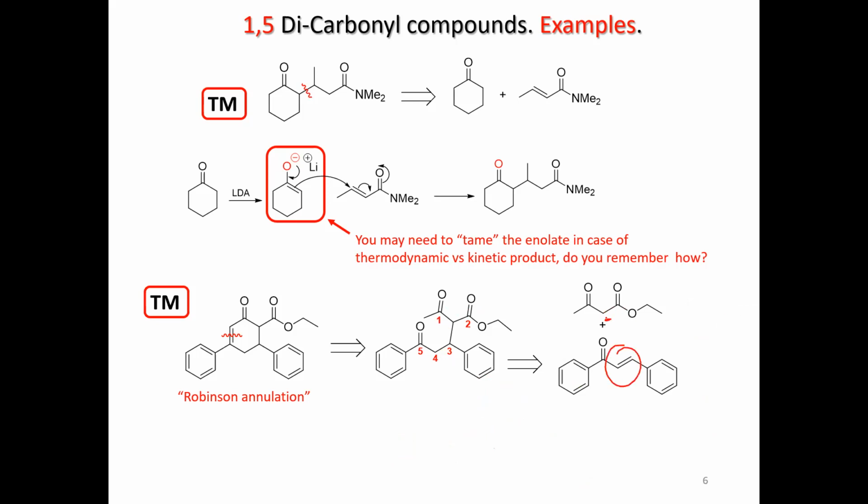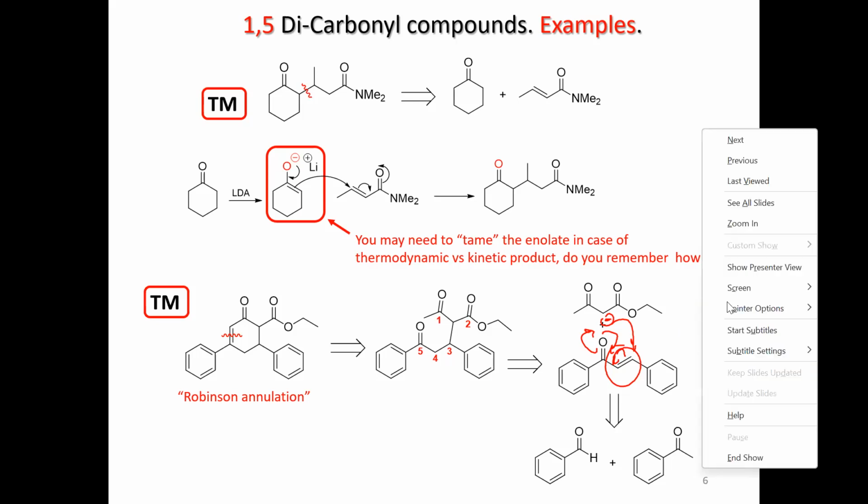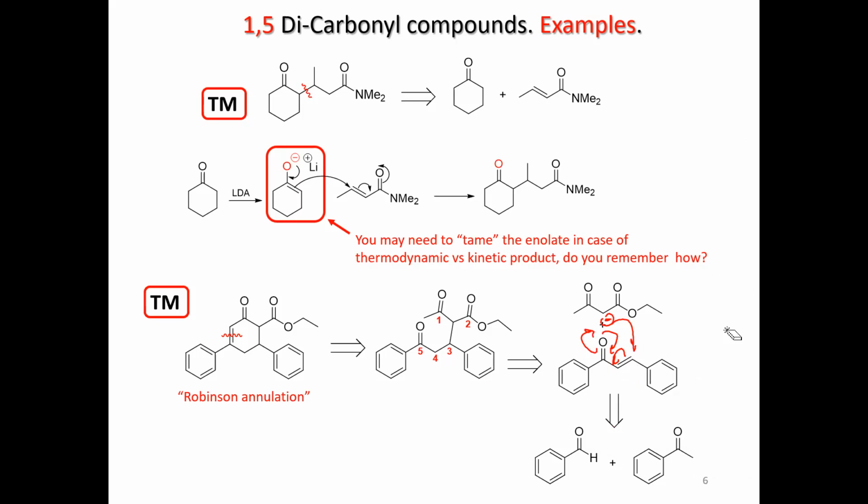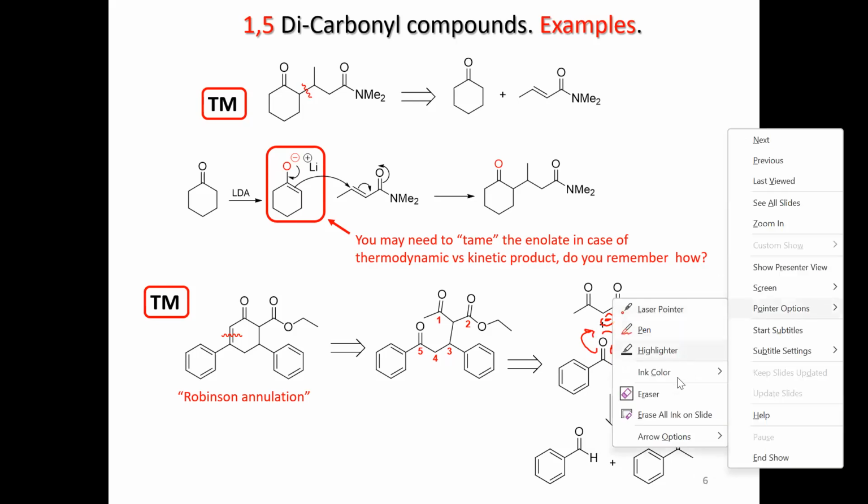This one with a base selectively takes this proton. You don't have kinetic or thermodynamic problems. This one will attack. Okay. Then in synthesis, this one goes back to carbonyl and it tautomerizes. This double bond, this is something that you want to know as well, because sometimes you need to create the alpha beta unsaturated compounds as well.